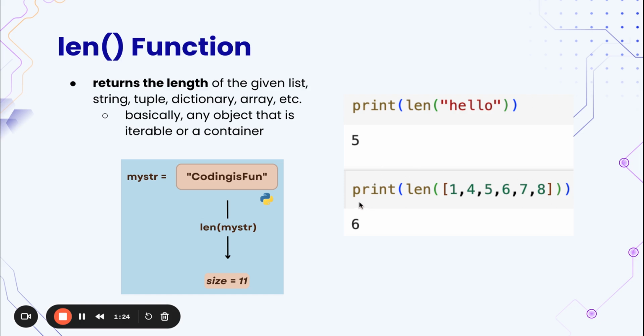Here we would like to print the length of this list. Let's count the number of items or elements. 1, 2, 3, 4, 5, 6. 6 gets printed to the console output.